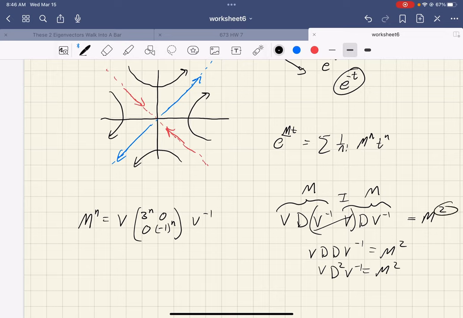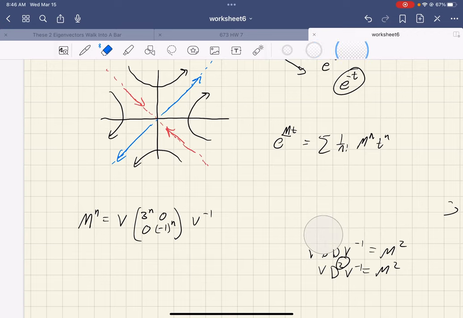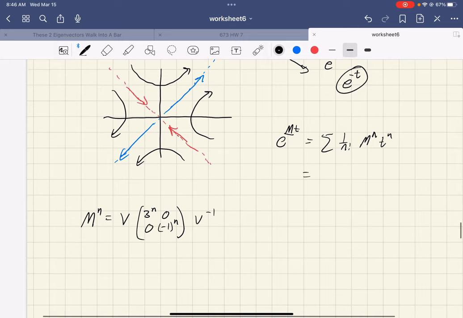And so the power just jumps to the diagonal, because the middle V's are going to cancel with the V inverses. What this lets us do, you should just think of like distributing. If you work it all out, this V gets pulled outside of the sum on the left, and then there's another V inverse that gets pulled out on the right. In the middle, you have something that looks just like our last example, where you have a diagonal matrix raised to some power: 3, 0, 0, minus 1, to the n, t to the n. Boom.